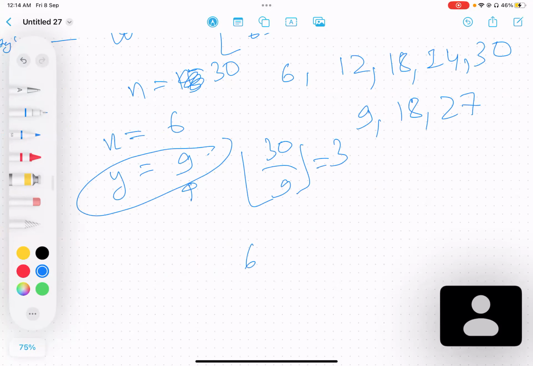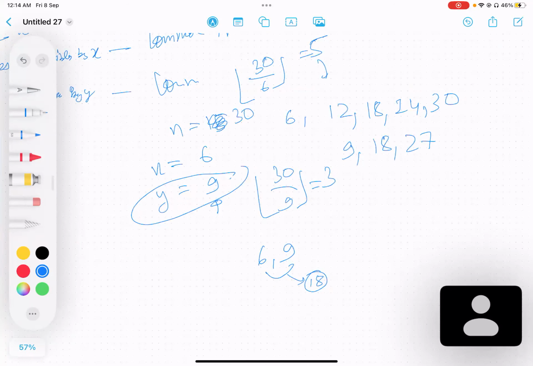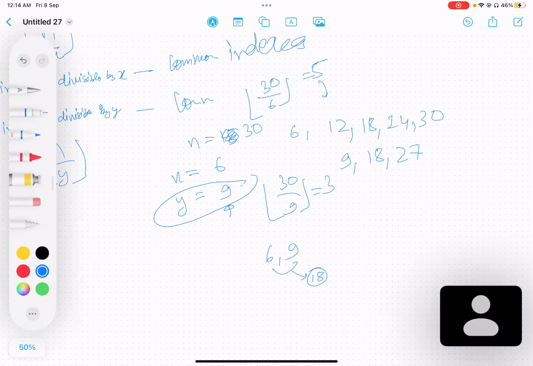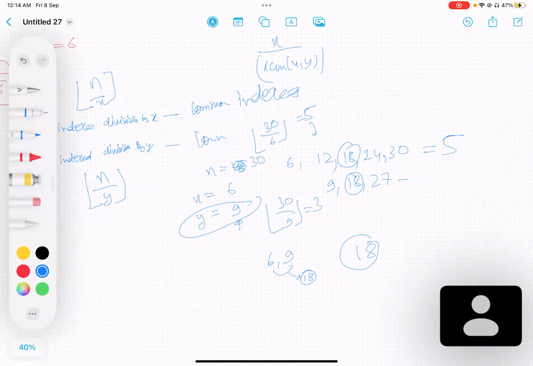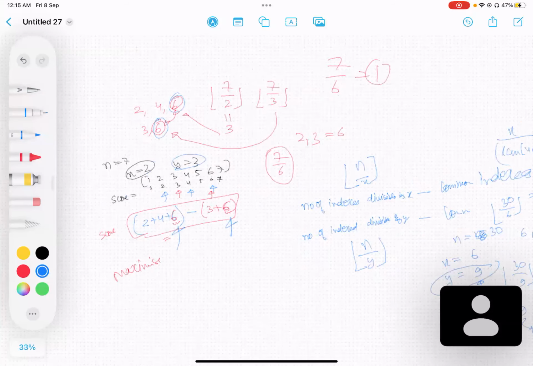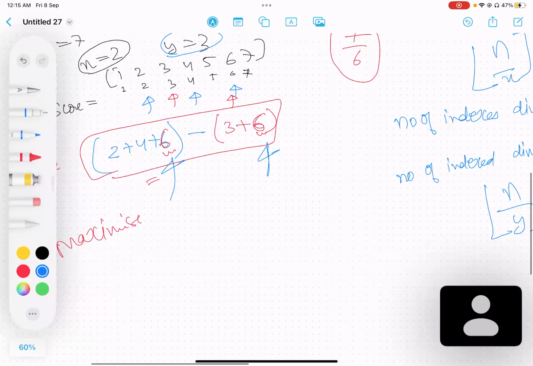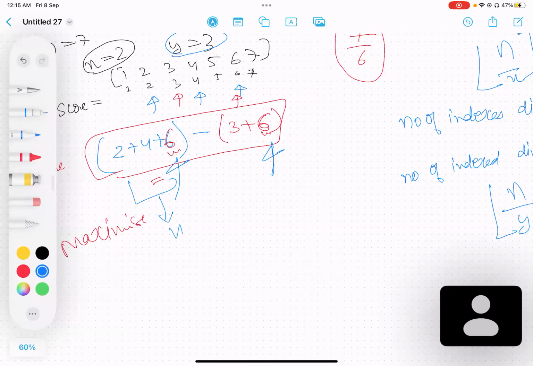Now if we take the LCM of 6 and 9, it will be 18, right? So what are the indexes which are divisible by 18? It's only 18, and that's the common part, right? So this was 5, this was 3, and we will remove the common part. So one is removed, and we are left with 4 indexes here and 2 indexes here, right? Now, as in the question, we need to subtract from x those indexes which were divisible by y after removing the common part, right? Because we are removing this common part, so 6 and 6.